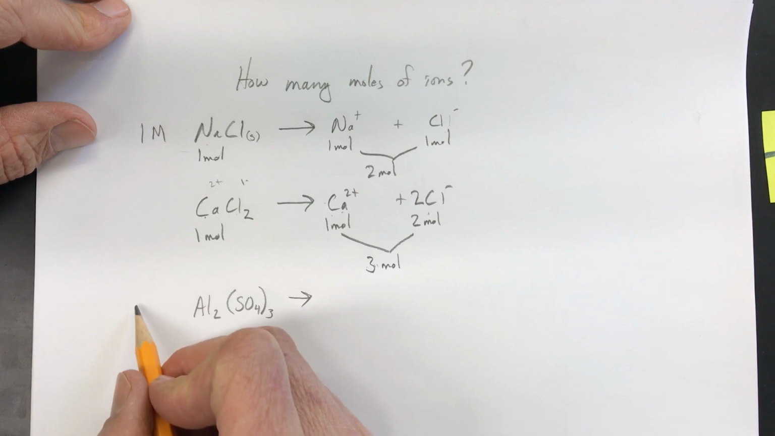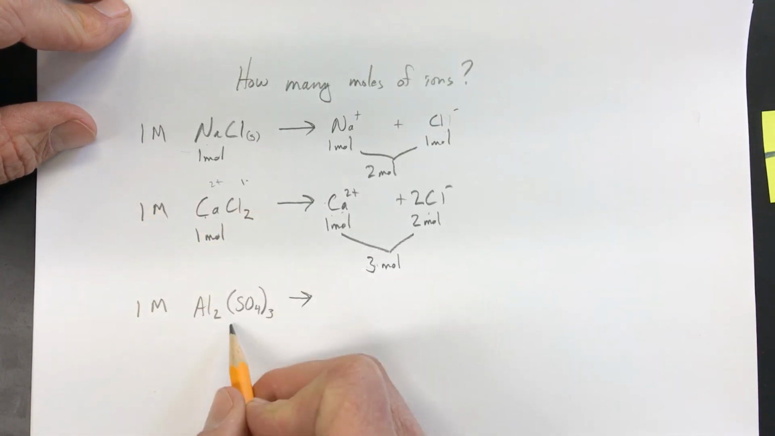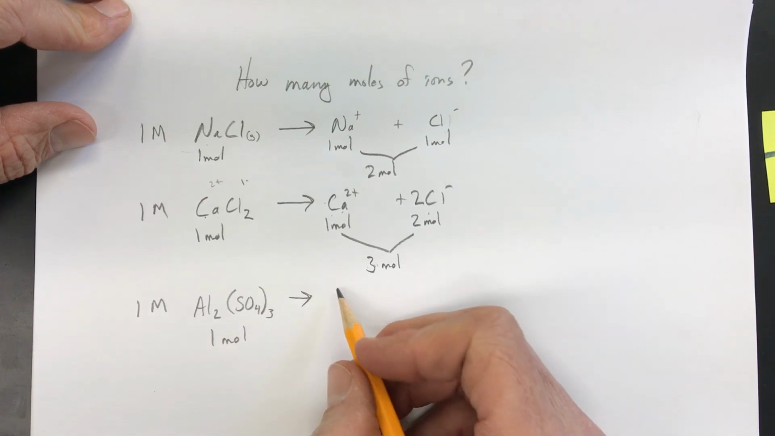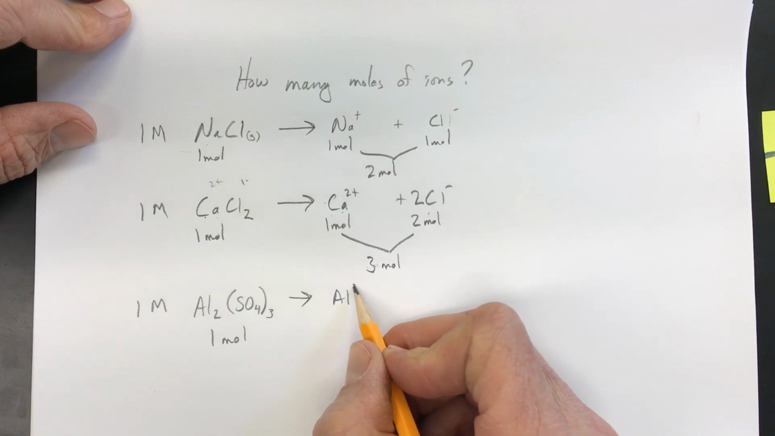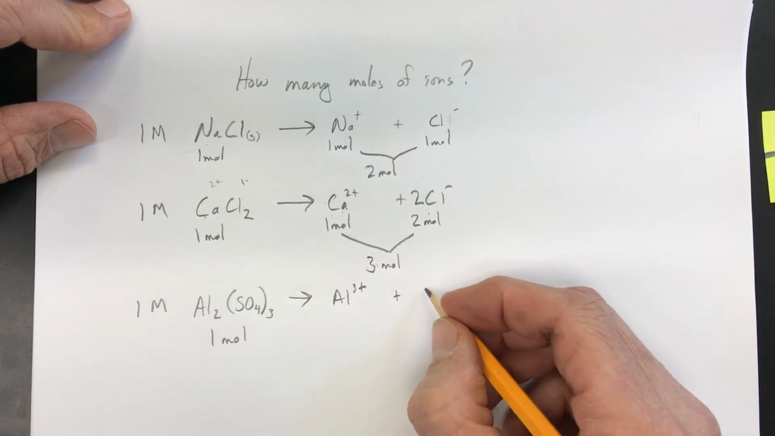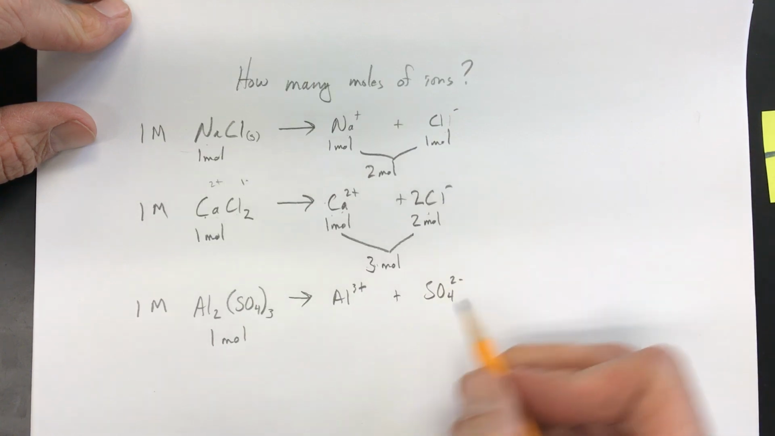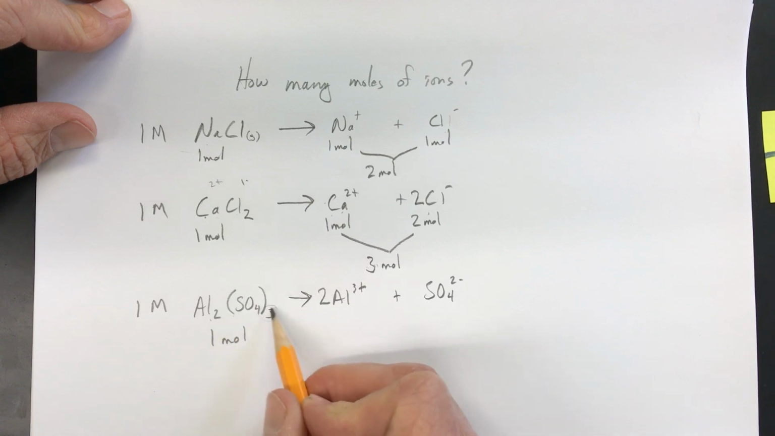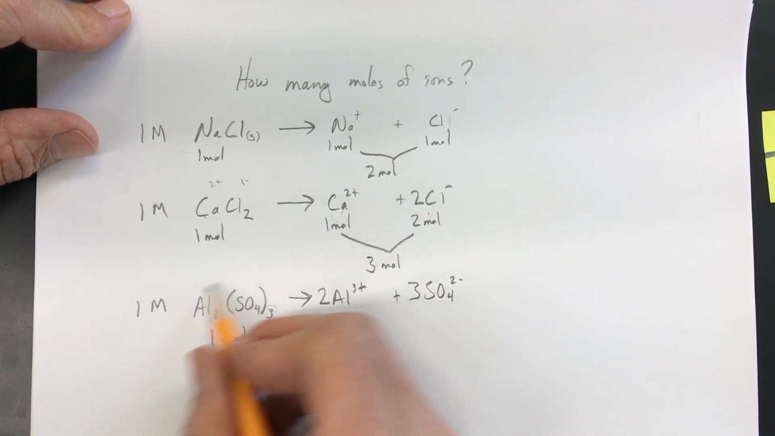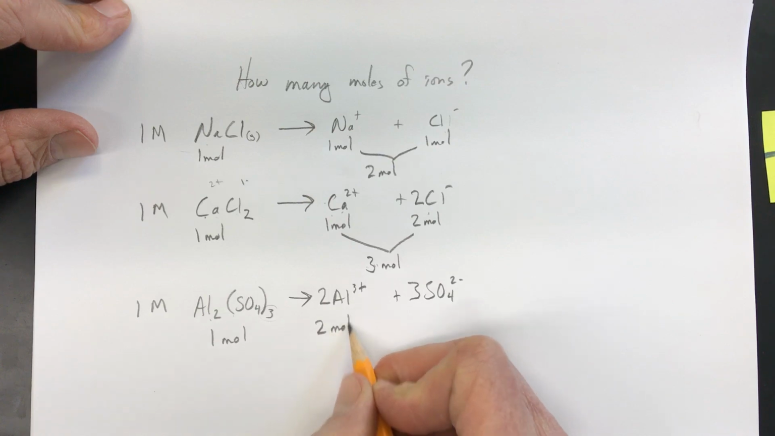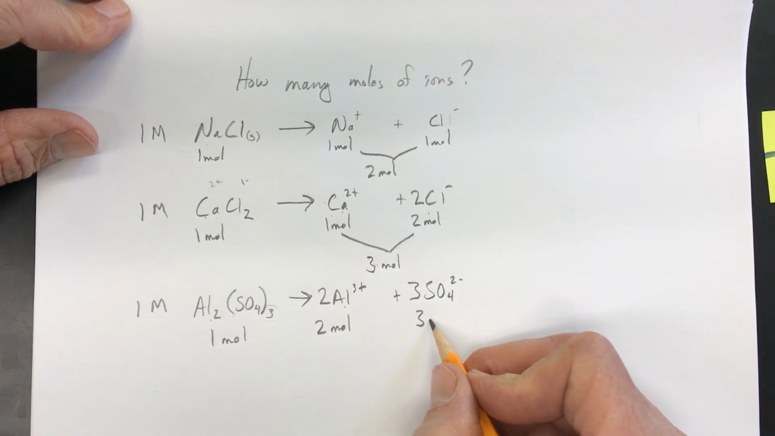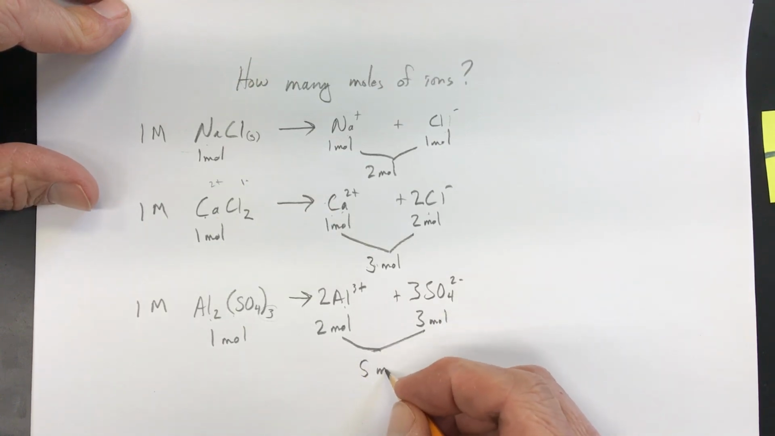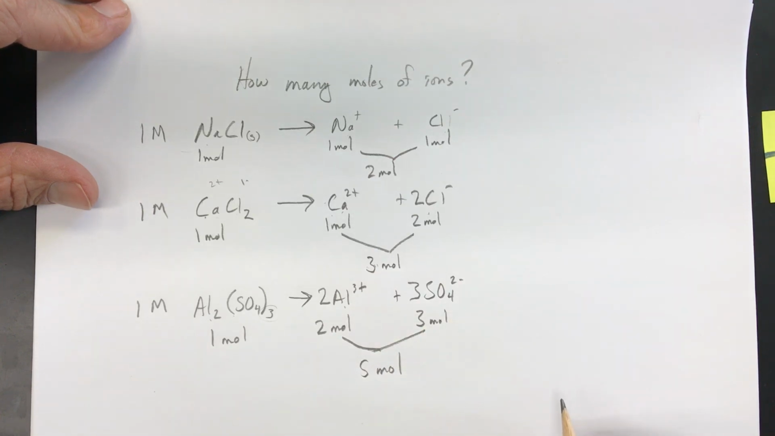And what about this guy? If we had a 1 molar solution of this, we'd have 1 mole of that compound, aluminum sulfate. We would get ions, aluminum 3 plus and sulfate, 2 minus. And how many of these would we get? Well, we would get 2 of those and 3 of these. So 1 mole of this would give us 2 moles of aluminum ions and 3 moles of sulfate. Altogether, that would get us 5 moles of ions impacting something.